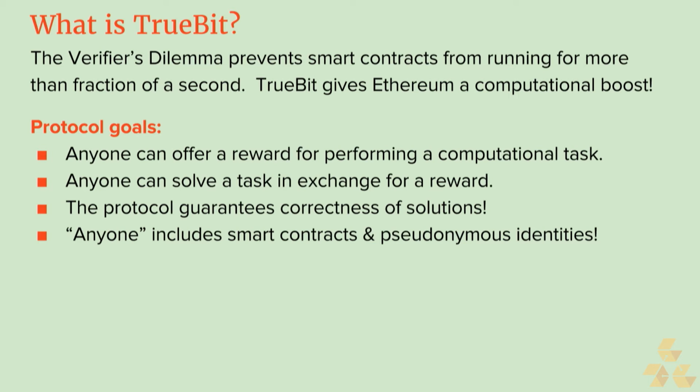So what are our goals for the protocol, or actually the properties that it's achieving? One is that anyone can offer a reward for performing a computational task. Anyone can solve a task in exchange for a reward. And most importantly, the protocol guarantees correctness of the solutions. We don't want to just compute stuff, we also want to get the right answer. And here when I say the word anyone, I mean we're including smart contracts and any pseudonymous address that might be on the network, okay?